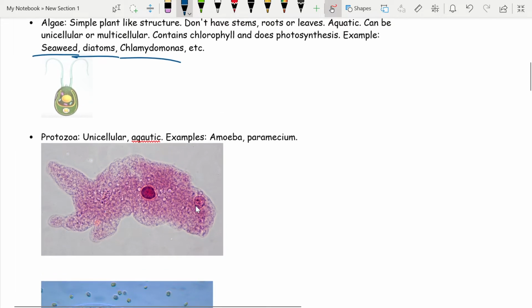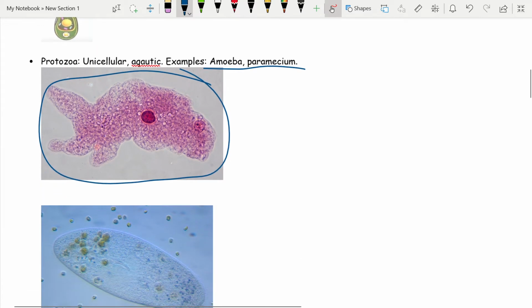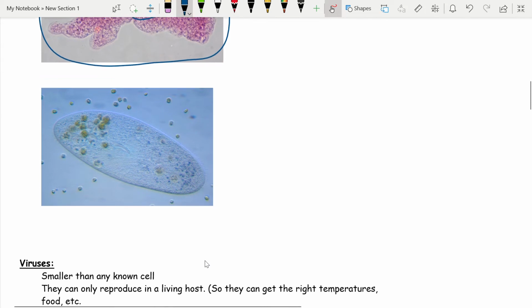Now, protozoa. Protozoa are unicellular and they're also aquatic. Examples can be amoeba and paramecium. You can find amoeba in lake water where the water is kind of dirty, where amoeba find its food, so they need things in the water. This is how an amoeba looks. They're unicellular, meaning one cell, that's our nucleus in the middle. Alright, this is our paramecium.